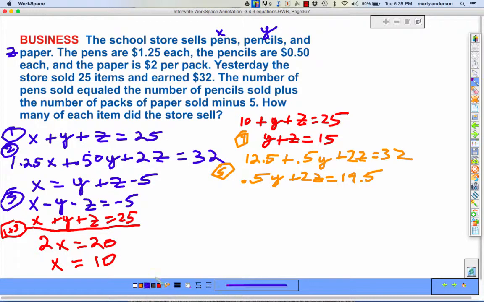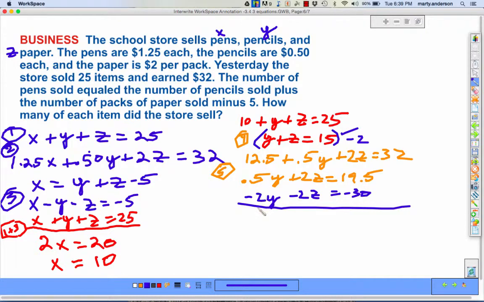And now I can put 4 and 5 together, and I'm going to multiply this guy by -2, because I can get rid of the z's then. So I get -2y minus 2z equals -30. And I have, a half minus 2, that's -1.5. Z's go away, equals -10.5. Very important. You can't have a negative number of packs of paper, right? Divide by -1.5.